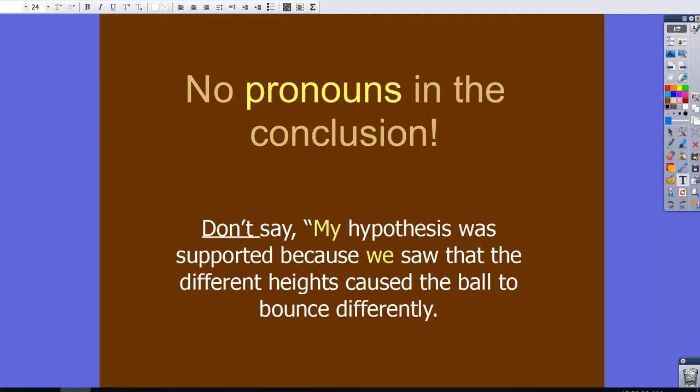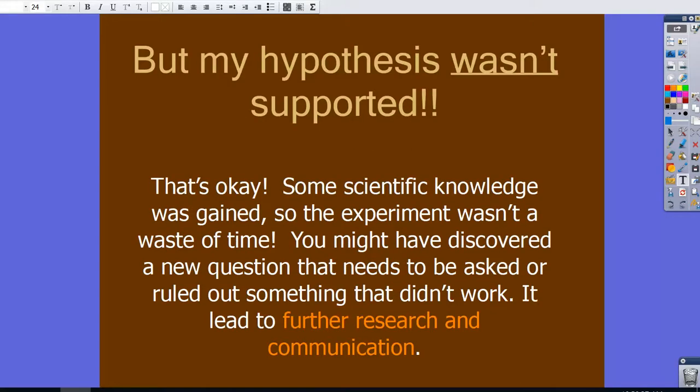So again, it's really important that we don't use pronouns. Your entire conclusion should be written without any pronouns. So again, it's not my hypothesis, we did that, we asked this problem, just avoid those pronouns. This is what happened. It's that very, very passive tone that you're going to take when you are writing your conclusion.